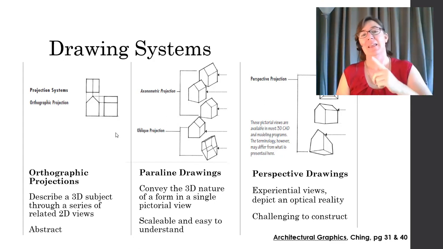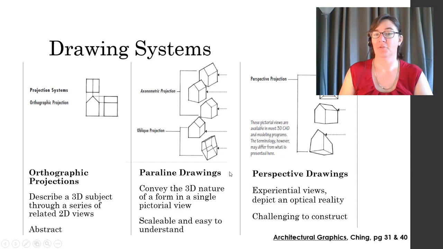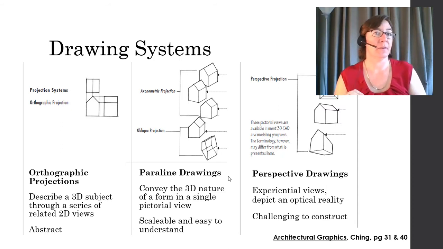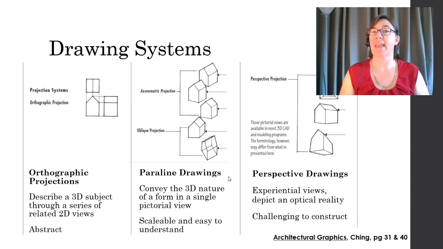All right. Moving to Paraline drawings. Para means parallel, by the way, they're parallel line drawings. In these kinds of drawings, you can convey your full 3D nature of your object in a single view in a pictorial format. The advantage of these particular drawings is that they are scalable or measurable, and they're also easy to understand.